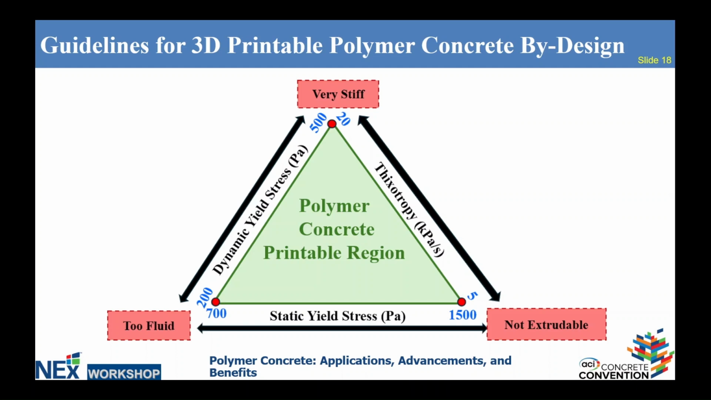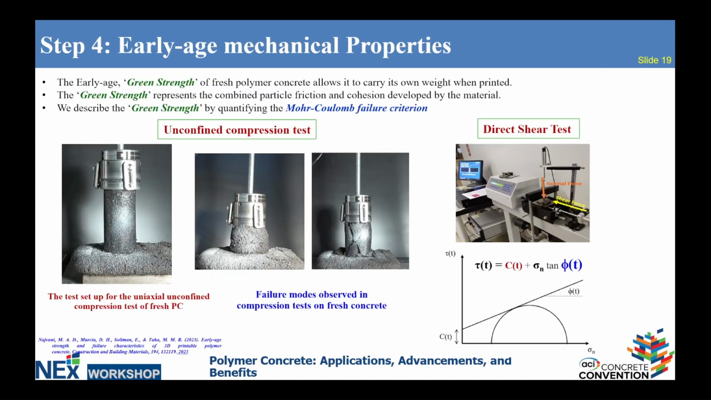So in the future, if we have another polymer concrete mix, we will not do printability testing or any slump and slump flow. We will directly do rheological testing, and these are the boundaries of the polymer concrete. If it's too fluid, for example, we could increase the fumed silica, or we could reduce the polymer weight. If it's too stiff, we could increase the polymer weight, and so on. So those are the ranges. For example, the static yield stress from 700 to 1,500, and for the dynamic, 200 to 500, and so on.